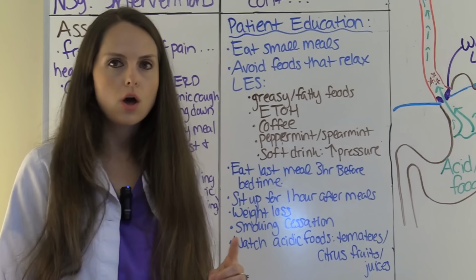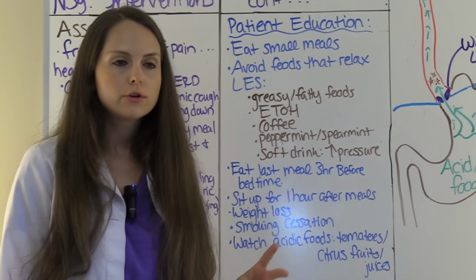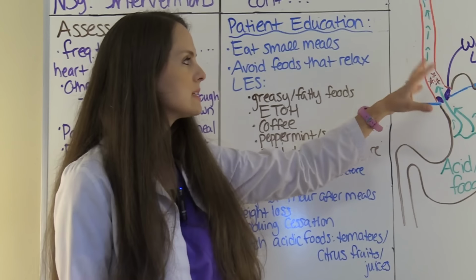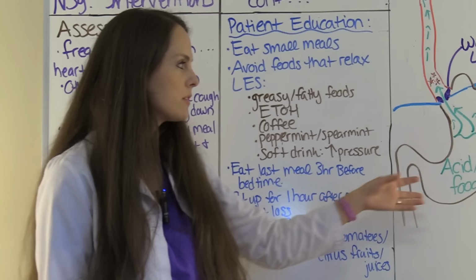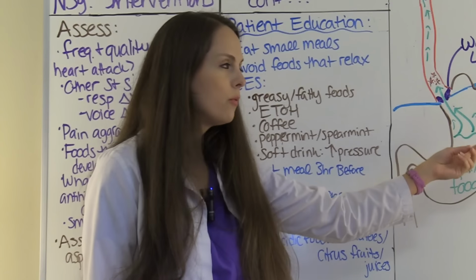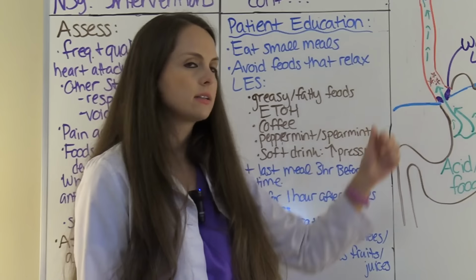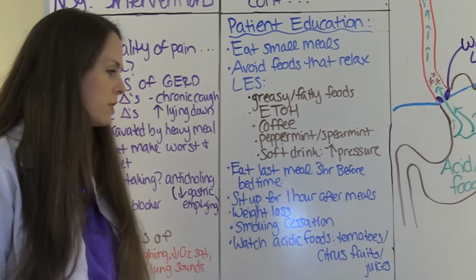Foods like tomatoes or citrus fruits and juices can really irritate that esophagus even more. And then plus, if they're having regurgitation, where this contents is backflowing, it's just going to go from the stomach and back into the esophagus. So they need to watch those foods as well.